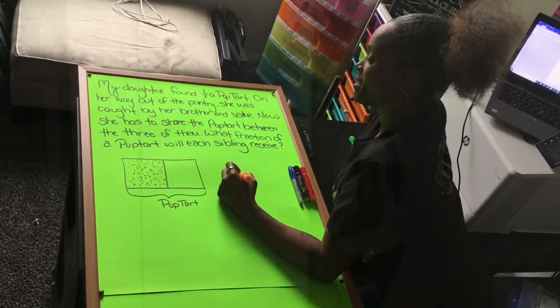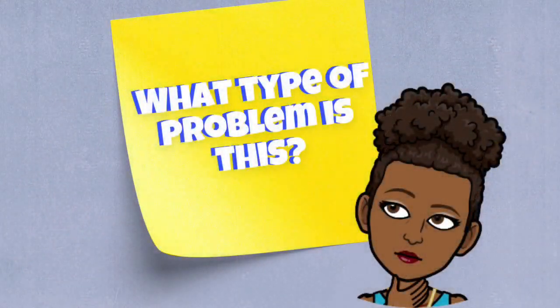Word problem. My daughter found half a Pop Tart. On her way out of the pantry, she was caught by her brother and sister. Now she has to share the Pop Tart between the three of them. What fraction of a Pop Tart will each sibling receive? What type of problem is this?